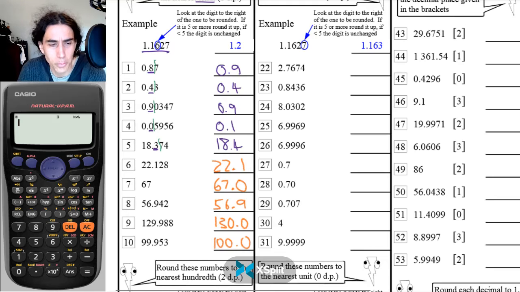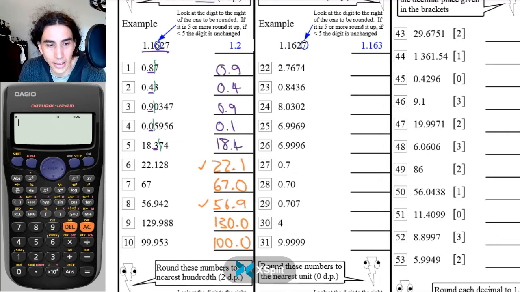Oh man, they threw some hard ones at you. So the first one was fine, 22.1. That one's all good. This one, 67. They wanted 1 decimal place, so I just put on the 0.0 on the end. That's a silly one. 56.94, we had to round up. That one was a normal one. And then we had 2 tricky ones.